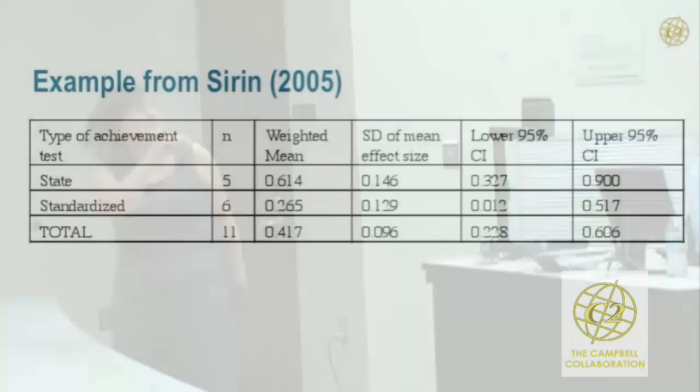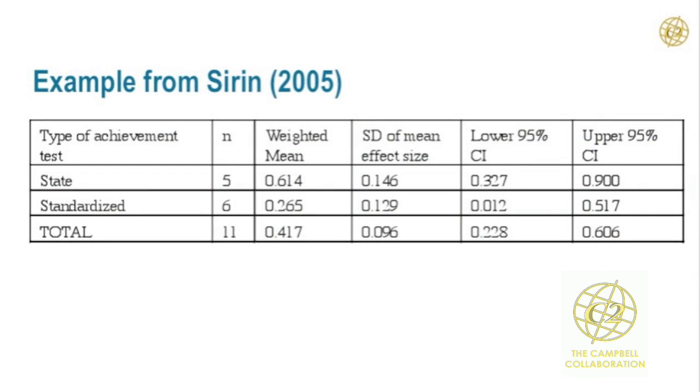And as an aside, we can see that the state tests come up with, these are weighted mean correlations, just as substantive background. We can see that it's a much stronger relationship between state tests and academic achievement than between standardized tests. Okay.